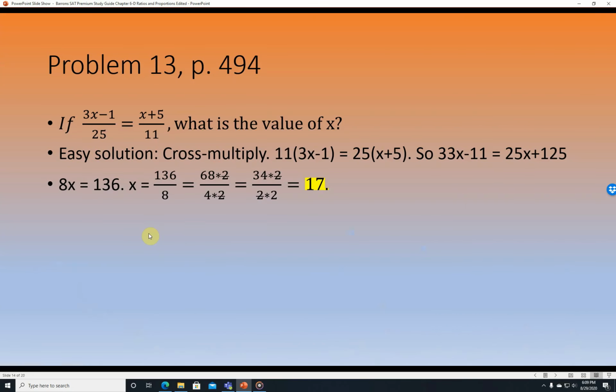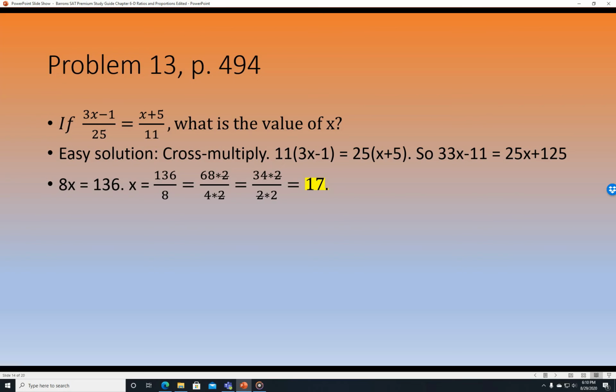All right, this is problem 13, page 494. If (3x minus 1) over 25 equals (x plus 5) over 11, what's the value of x? It's an easy solution. You want to cross multiply. 11 times (3x minus 1) equals 25 times (x plus 5). So 33x minus 11 is equal to 25x plus 125.